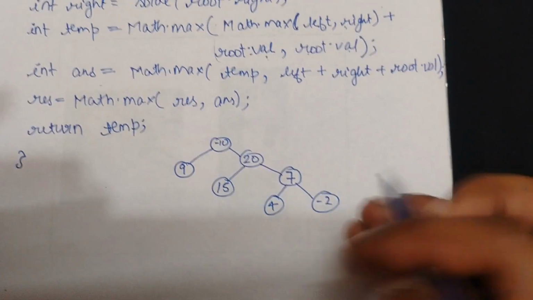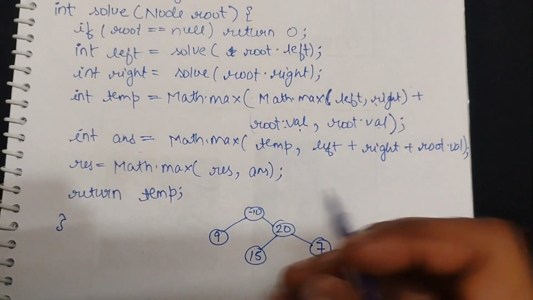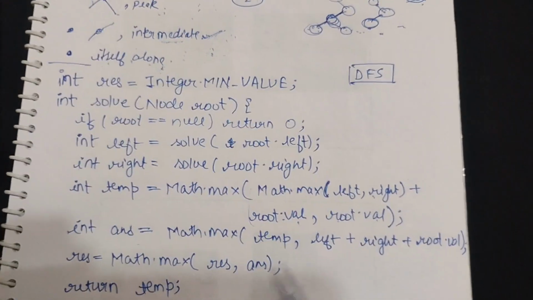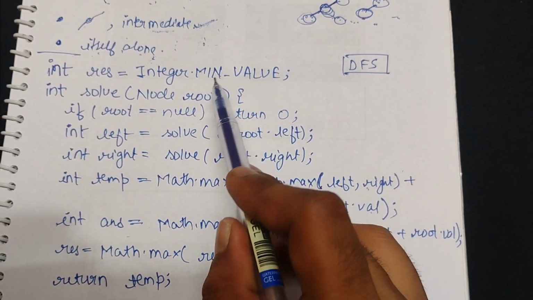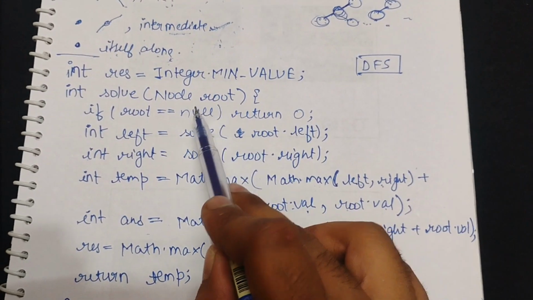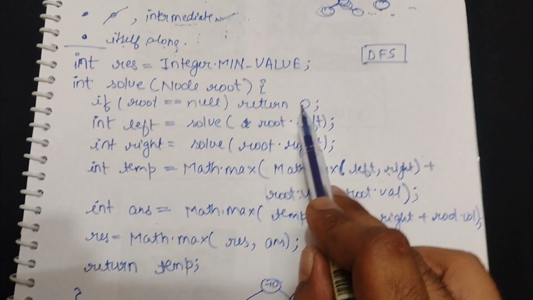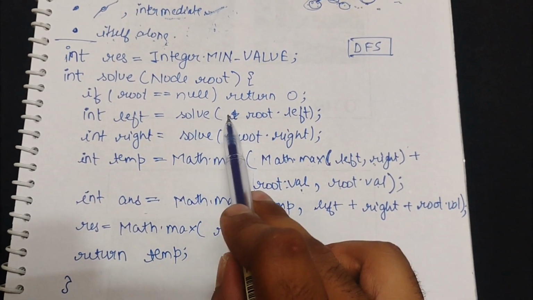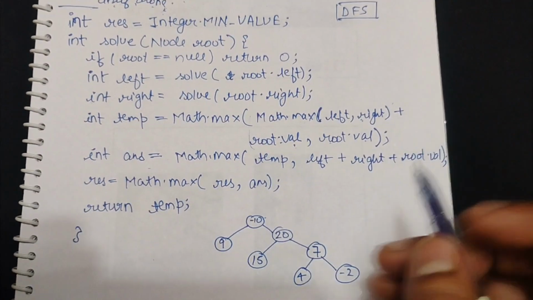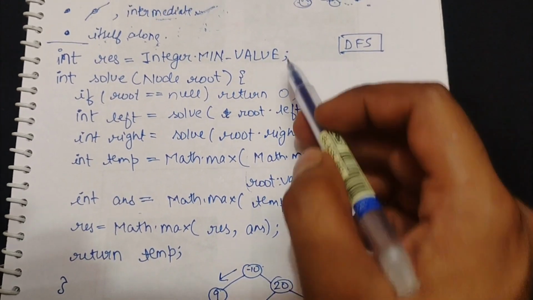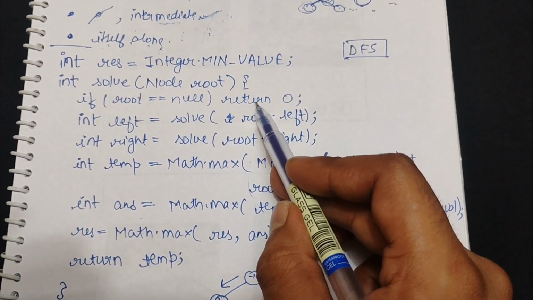We'll start from the root node. Now we'll go line by line. When I call this function solve with the root, it will check this: no, it is not null. Now it will come over here, tell me the answer from root dot left. So now it goes towards its left. Now 9 will also come over here. No, it is not null.